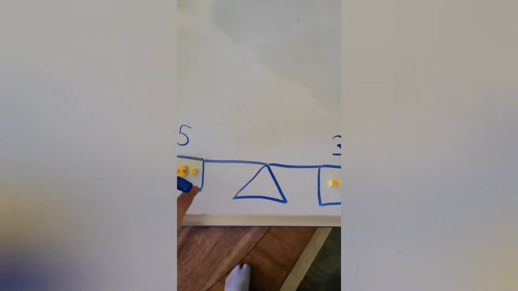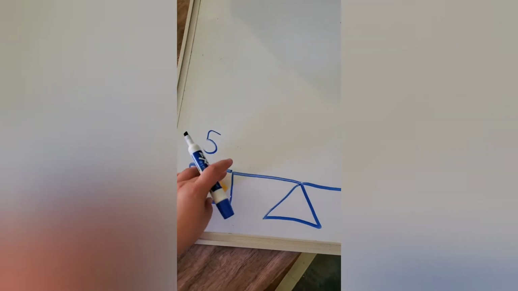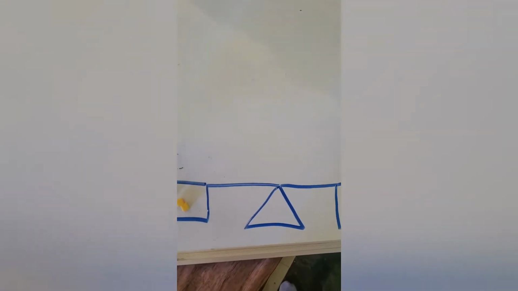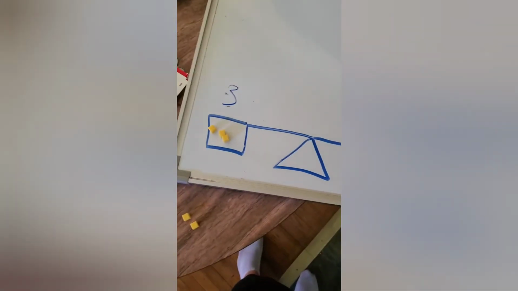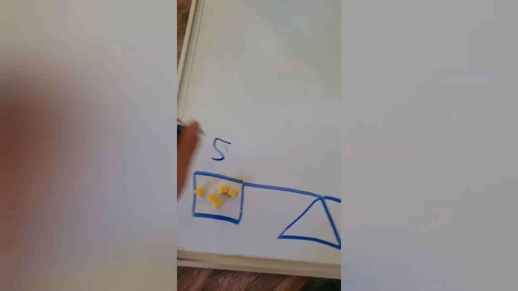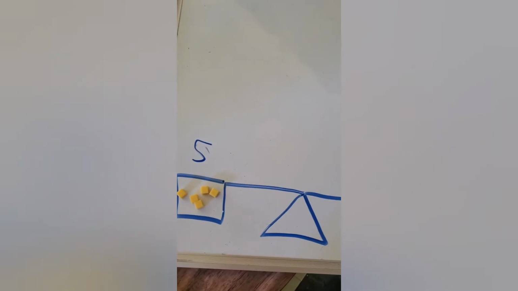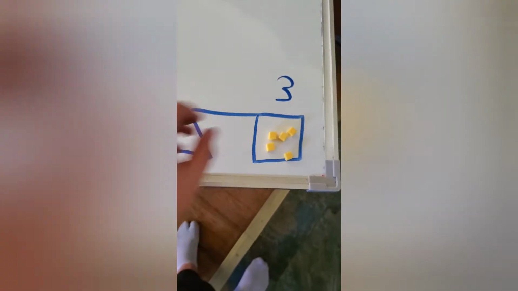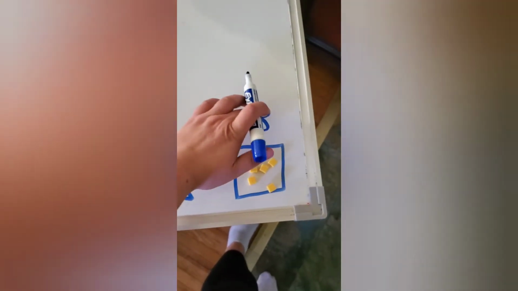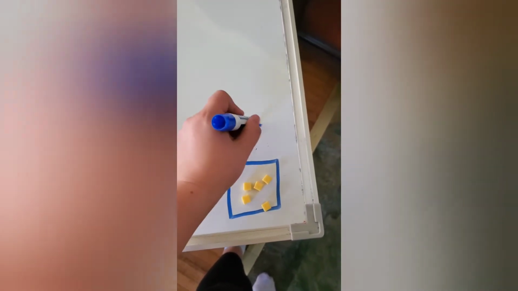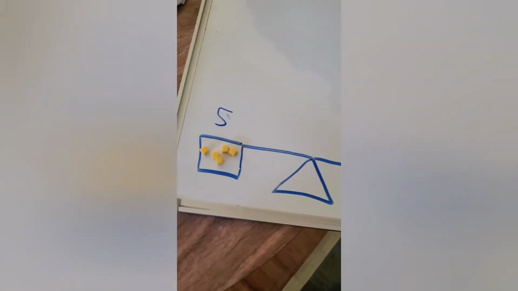All right, I could take away 2 of these, and then it is 3, so that way it's balanced. So there's 3 on this side and 3 on this side. Or, let me move this back up here, I can add 2 of these cubes over here and make this a 5. So that way it's balanced. I have 5 on this side and 5 on that side.